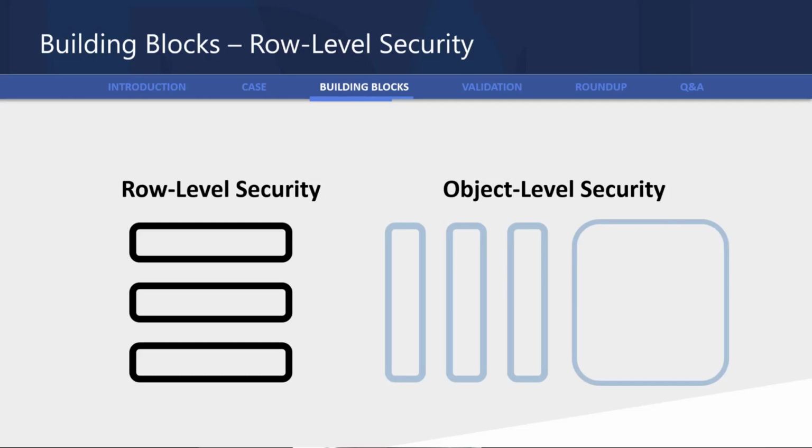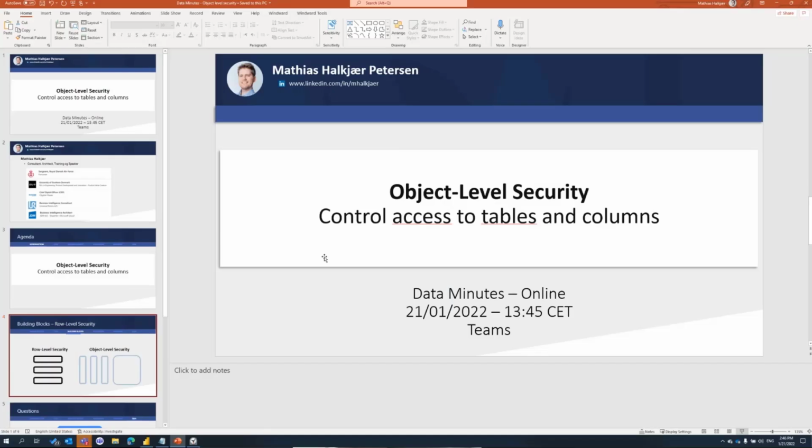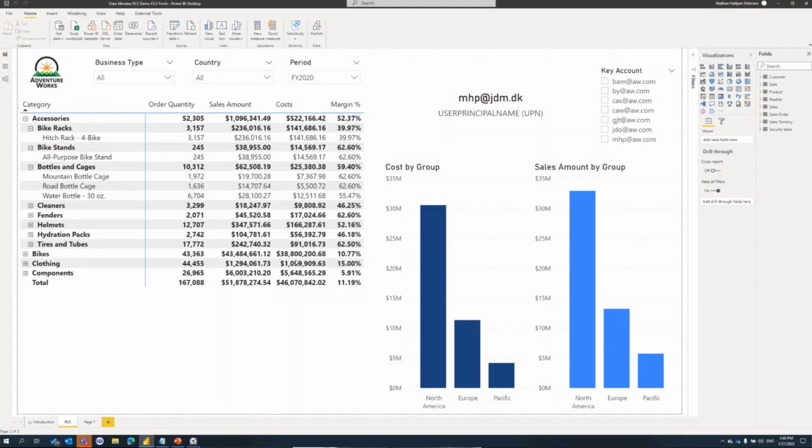But how do we do it? That's what we're going to look at now. I've prepared a data set. Time is short. We have a pretty standard sales report here: order quantity, sales amount, cost, margin, from a bunch of different tables. We are going to set up some object level security so we cannot have access to all.